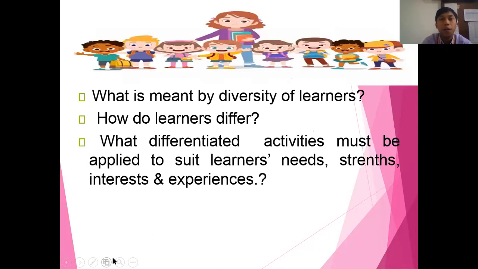And we have some guiding questions that we must follow in this learning task. Number 1 is what is meant by the diversity of learners? Number 2 is how do learners differ? And number 3 is what differentiated activities must be applied to suit learners' needs, strengths, interests, and experiences.